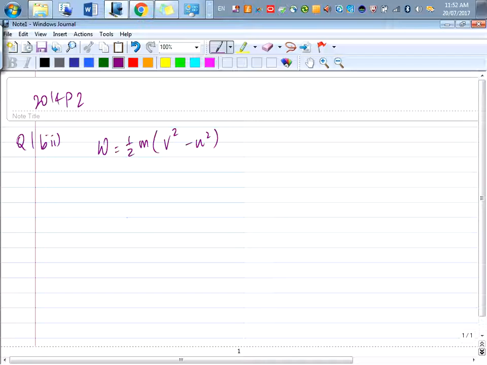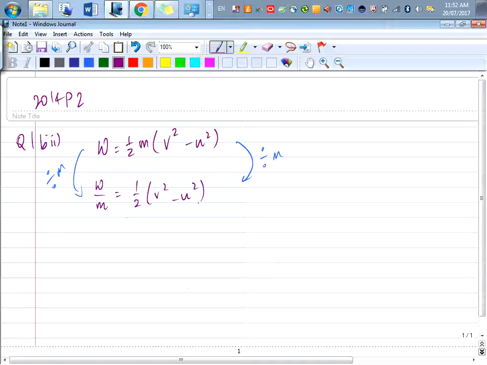So let's try to get rid of everything else. The first thing that we'll do is we can divide by M on both sides. So you can take a pencil, divide by M. So this also must divide by M. Okay, then I will end up with W over M equals to half V square minus U square.